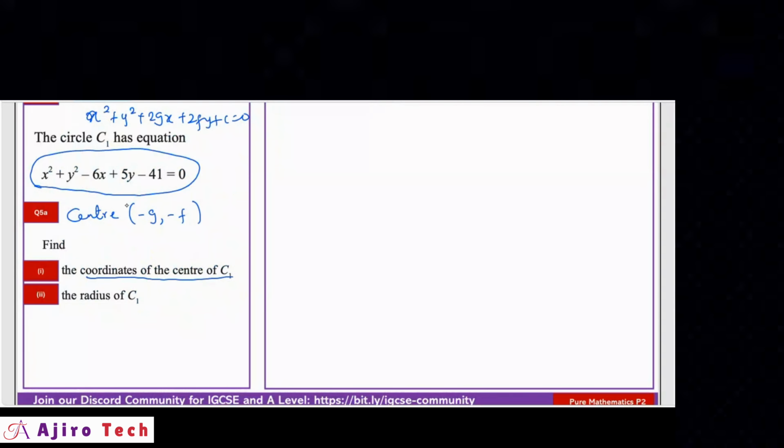So if we compare this general equation with the equation of circle one we're given, it means 2g equals -6, then g equals -3. Then 2f equals 5, then f equals 5/2. But the question says we should find the coordinate of the center, and the center is in this form when you are given the general equation. So the coordinate of the center will be (3, -5/2).